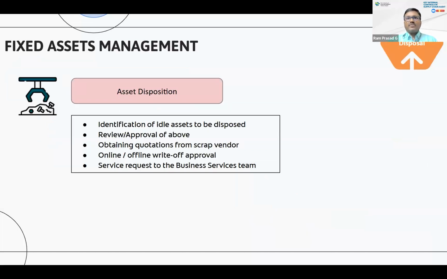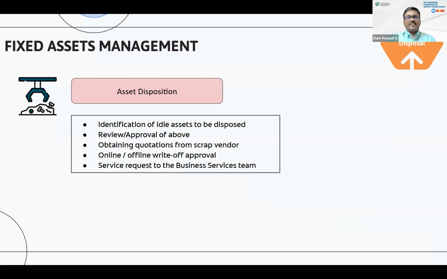So next comes disposal. Till now, what we have seen is normal usage: assets procured, installed, working fine. In a lifetime, everything gets a best before date, right? After a particular time, we may have to replace them. But there are certain controls which are identified in this area as well.